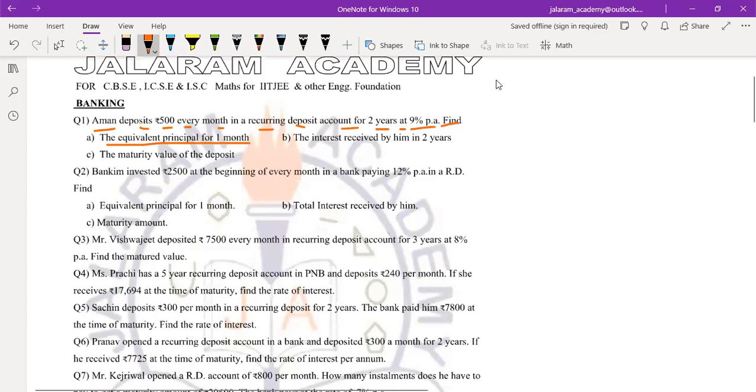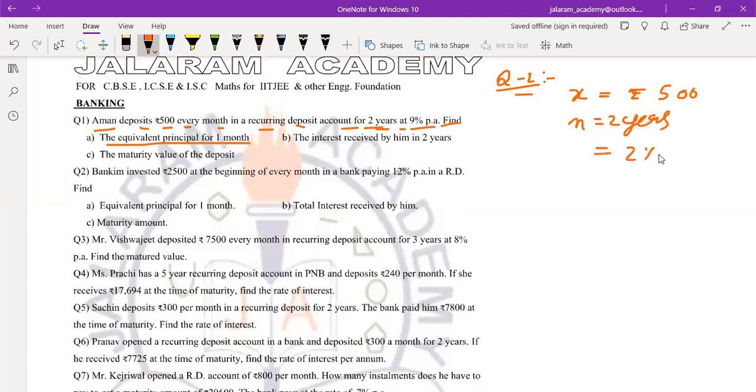Okay. So first of all, in question 1, we write all the information. Don't forget to write all the information. X means installment per month is rupees 500. N equals the number of months. 2 years is the number of years, but we have to write the number of months.